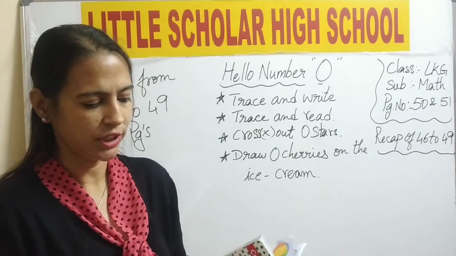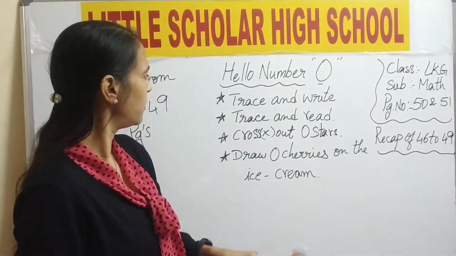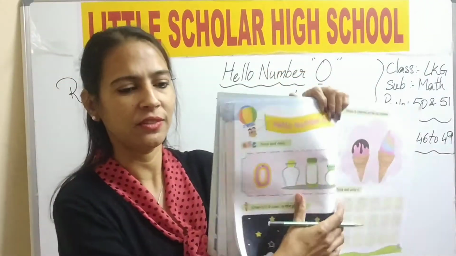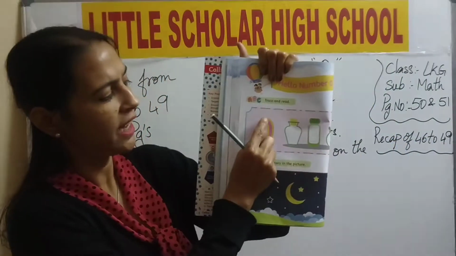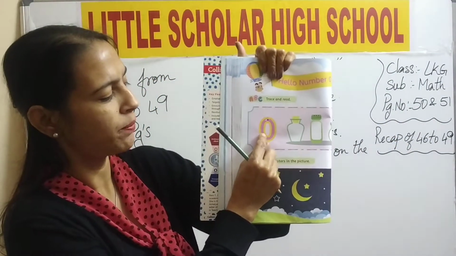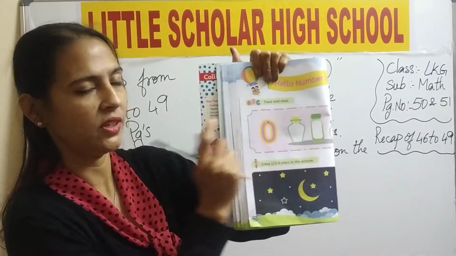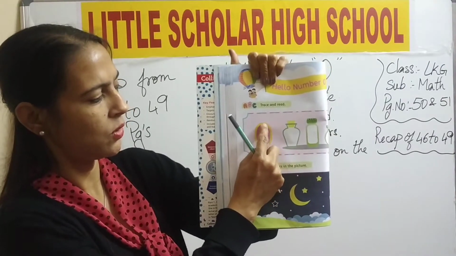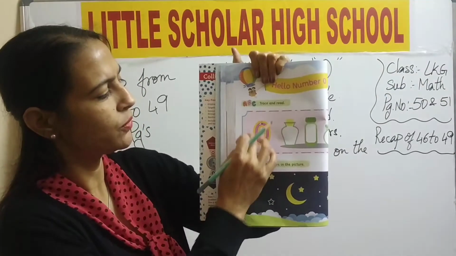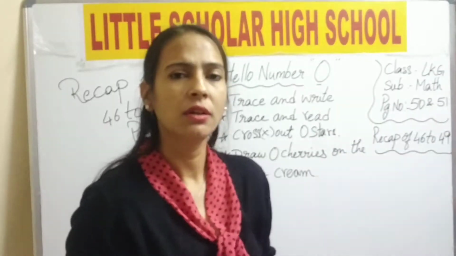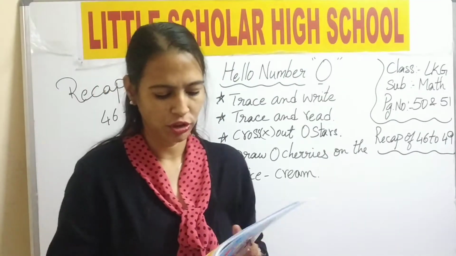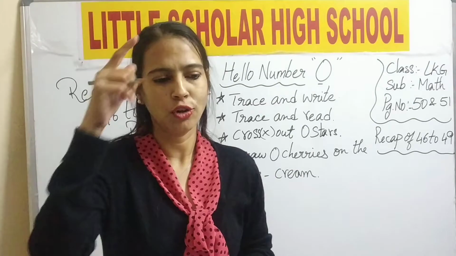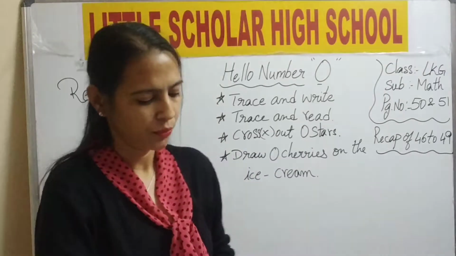Now we'll go to today's topic, which is hello number 0. So first we'll do the tracing. How do we trace 0? It's only a circle. Start from the top, take a round turn, 0. Again, trace it from the top, turn, go up, 0. This is how you will trace your 0. You can do it on sandpaper also, children, or take a white paper and a crayon and just do the round circle, that is your 0.